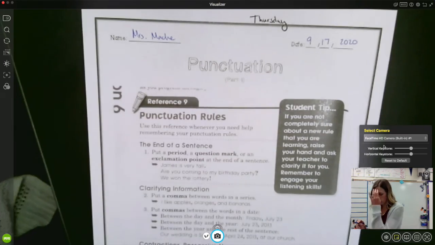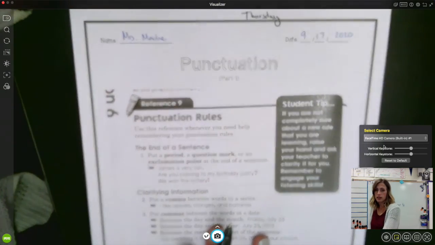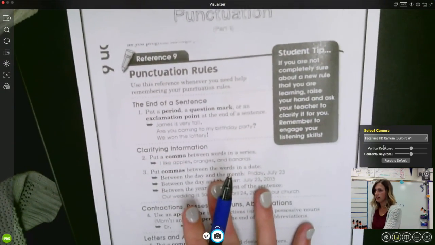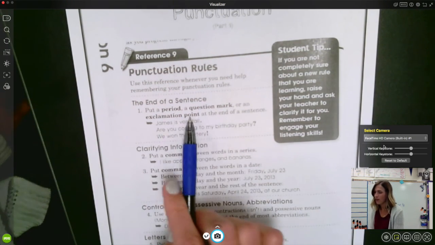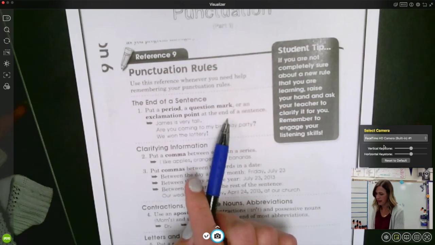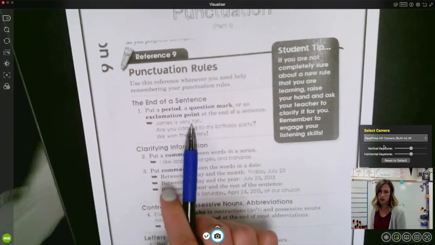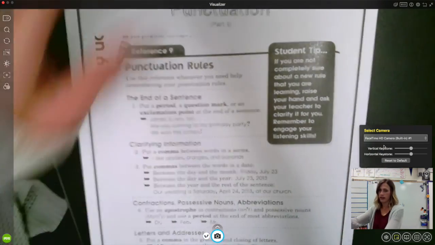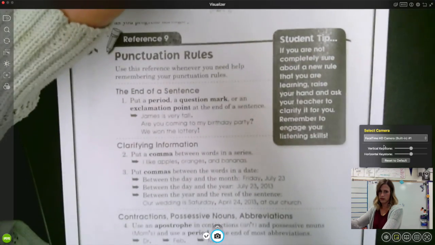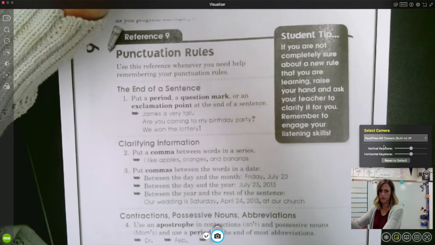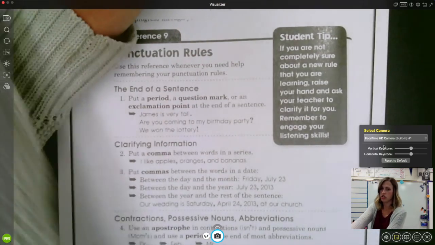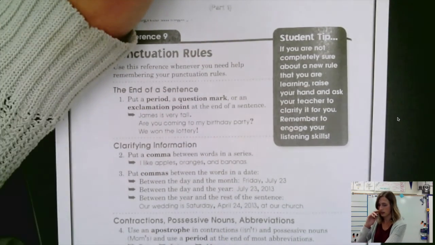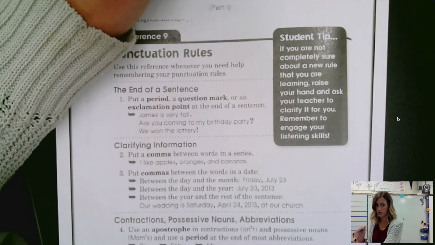Our punctuation rules. We always are going to put punctuation at the end of a sentence. That means that we're going to use either a period, a question mark, or an exclamation point there. So, James is very tall. That sentence would have a period at the end. It's a little bit fuzzy on my screen, but remember you also have this sheet, so yours should be really easy to see when you have the actual paper in front of you.